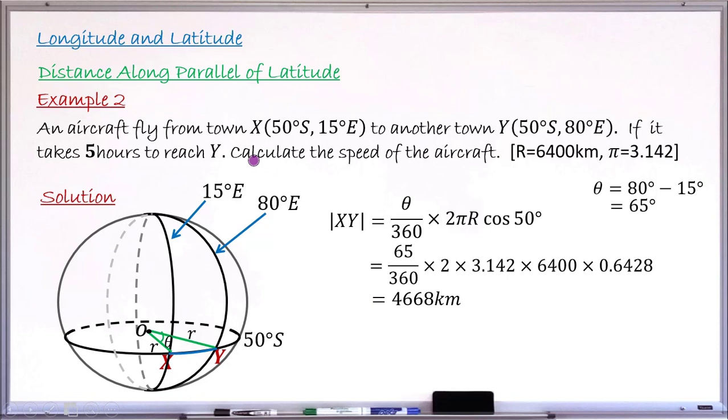So we can now answer this very question, that is calculating the speed of the aircraft. The speed, remember, in your physics is nothing but the distance divided by time. I have the distance between the two towns as 4,668, and I have the time taken by the aircraft from X to reach town Y. So I can now divide this distance by the time to get the speed. So I have 4,668 divided by the time. If you do this division correctly, you have the speed of the aircraft as 933.6 kilometers per hour. This will now be the speed of the aircraft.